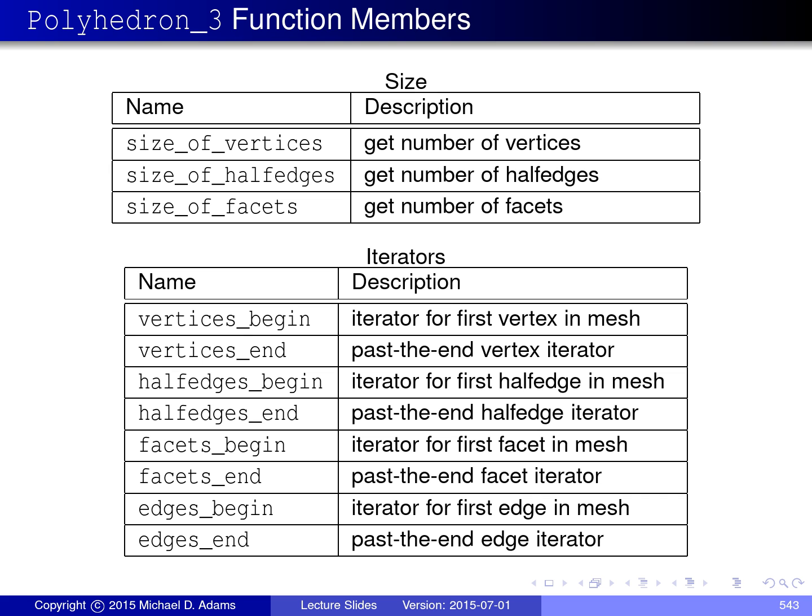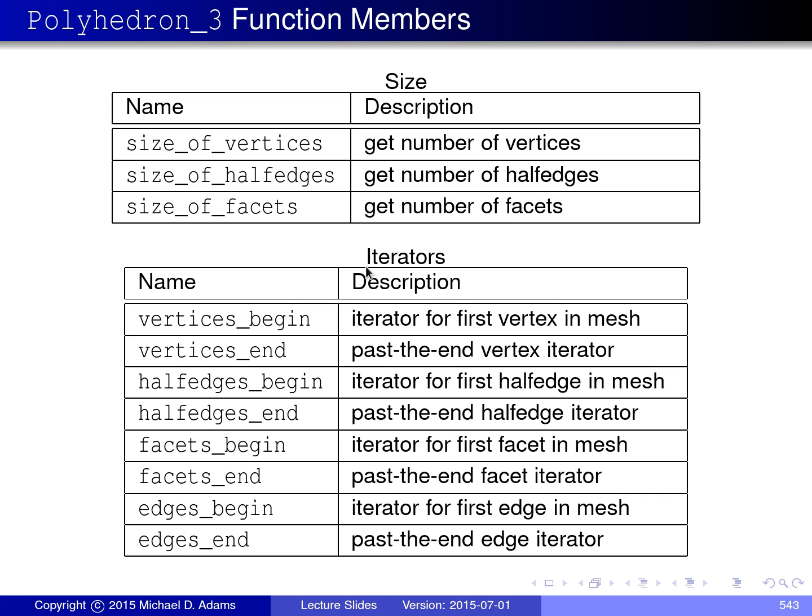The Polyhedron_3 class has a number of member functions, which I'm going to introduce now. There are some member functions that relate to size. For example, there's a member function called size_of_vertices, which returns the number of vertices in the mesh. There's another function called size_of_halfedges that returns the number of half-edges in the mesh. And then size_of_facets returns the number of facets or faces in the mesh.